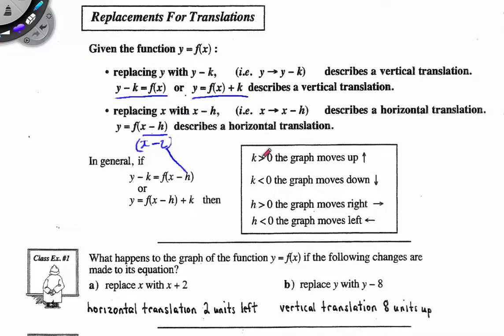K, same thing happens on this side. Actually, sorry, not quite the same. If it's plus a number, such as plus 5, then the graph moves up. If it's minus a number, k is less than 0, the graph moves down. So let's go to class example number 1.